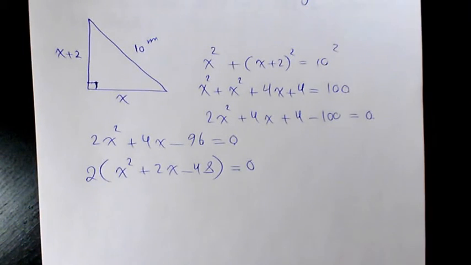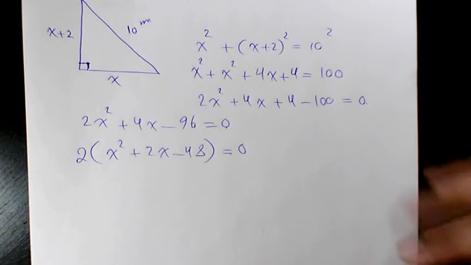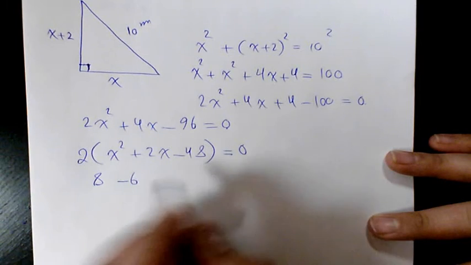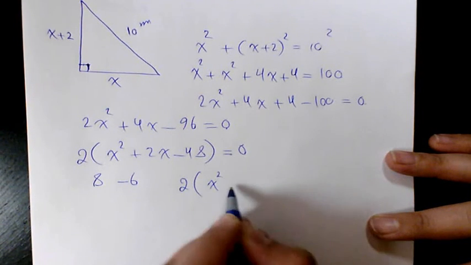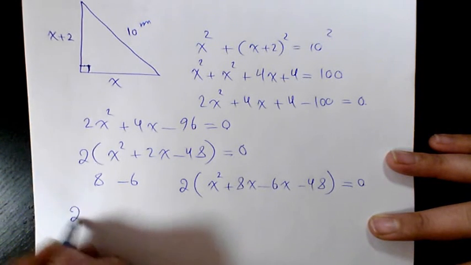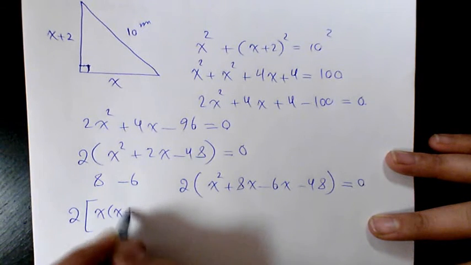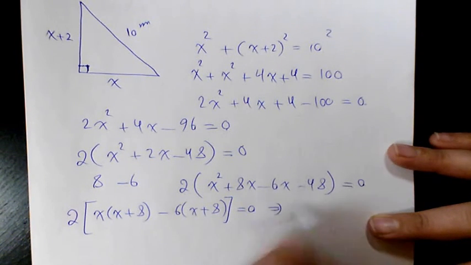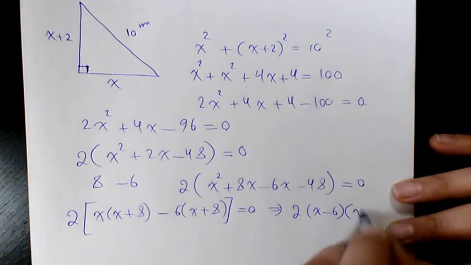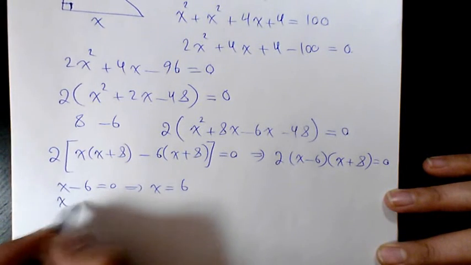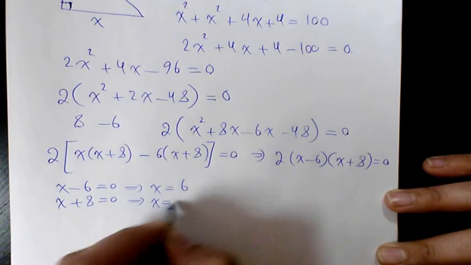We are looking for two numbers, multiply to negative 48 and add to 2, which is going to be 8 and negative 6. So it's going to be 2 times x squared plus 8x minus 6x minus 48 equals to 0. So that's going to be x times x plus 8, negative 6 times x plus 8 equals to 0. Therefore, it's going to be 2 times x minus 6 times x plus 8 equals to 0. So x minus 6 equals to 0. Therefore, x is 6. x plus 8 is 0. Therefore, x equals to negative 8.